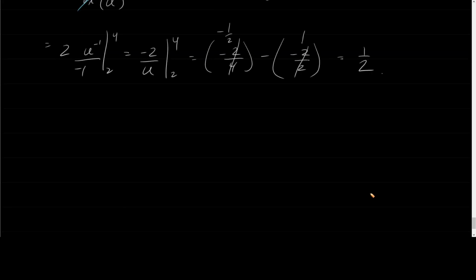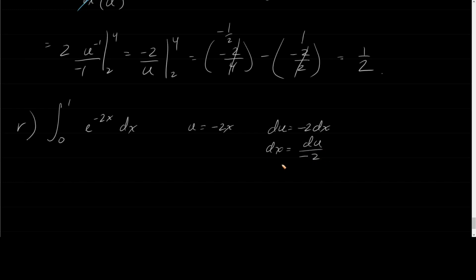R. Let's say I have the integral from 0 to 1 of e to the negative 2x dx. Well, let u be negative 2x. Then du would just be negative 2 dx, so that dx is just du over negative 2. At that point, we need to change our bounds too. So when x is equal to 0, what's u? Plug in 0, it's 0. When x equals 1, what's our u? Plug in 1. Negative 2 times 1 is negative 2.